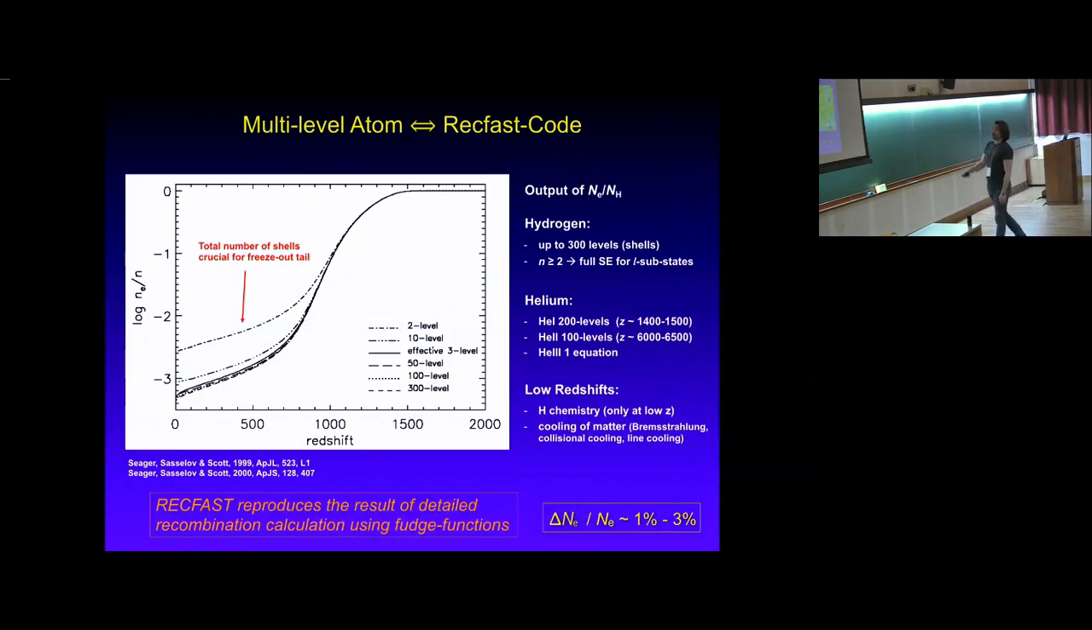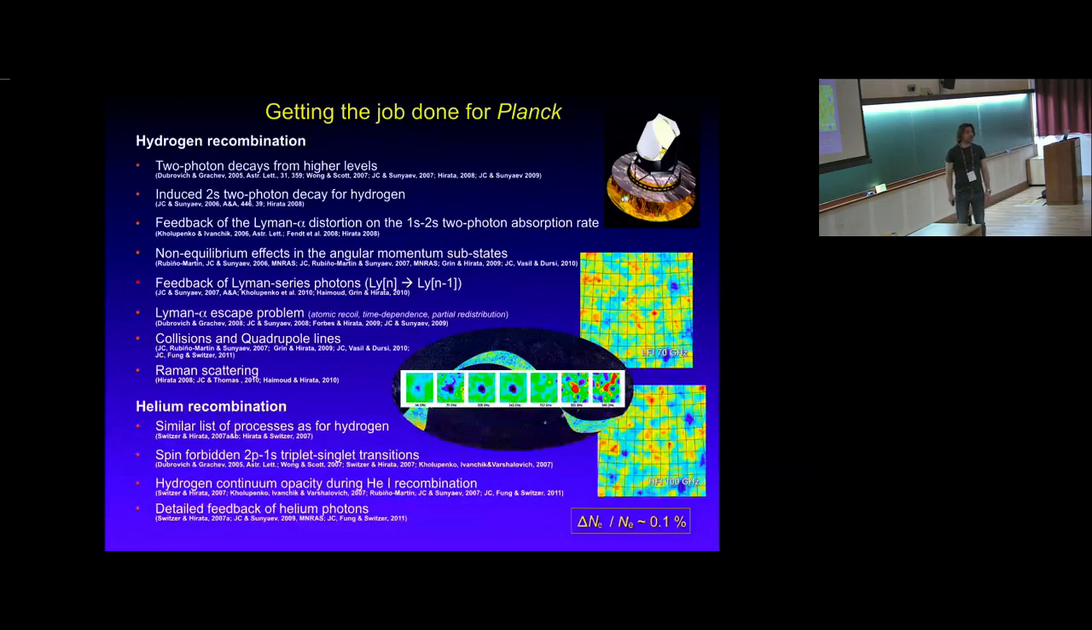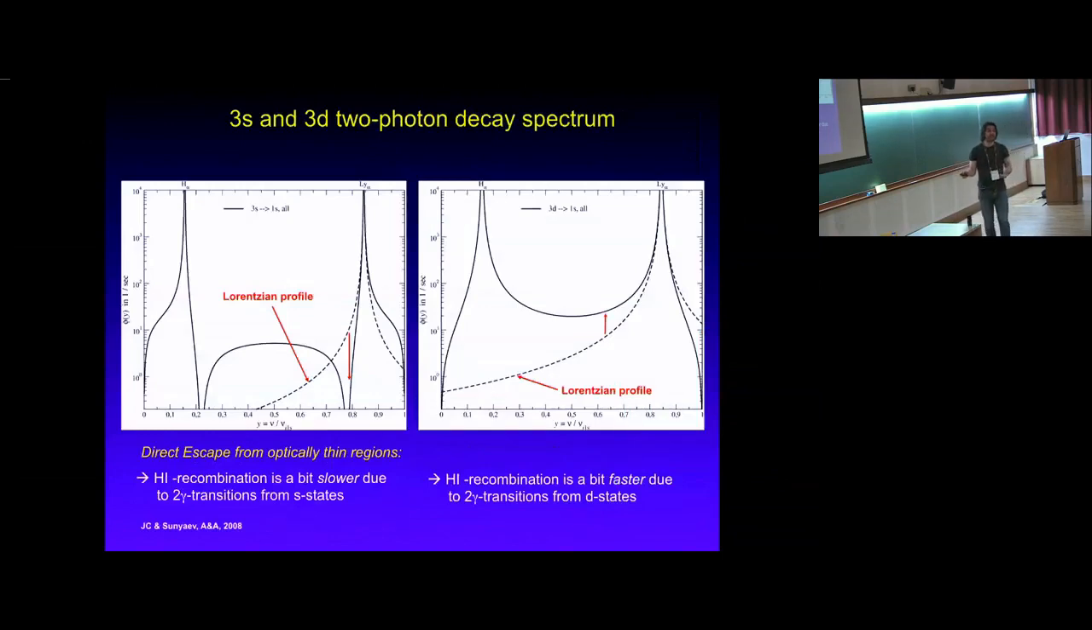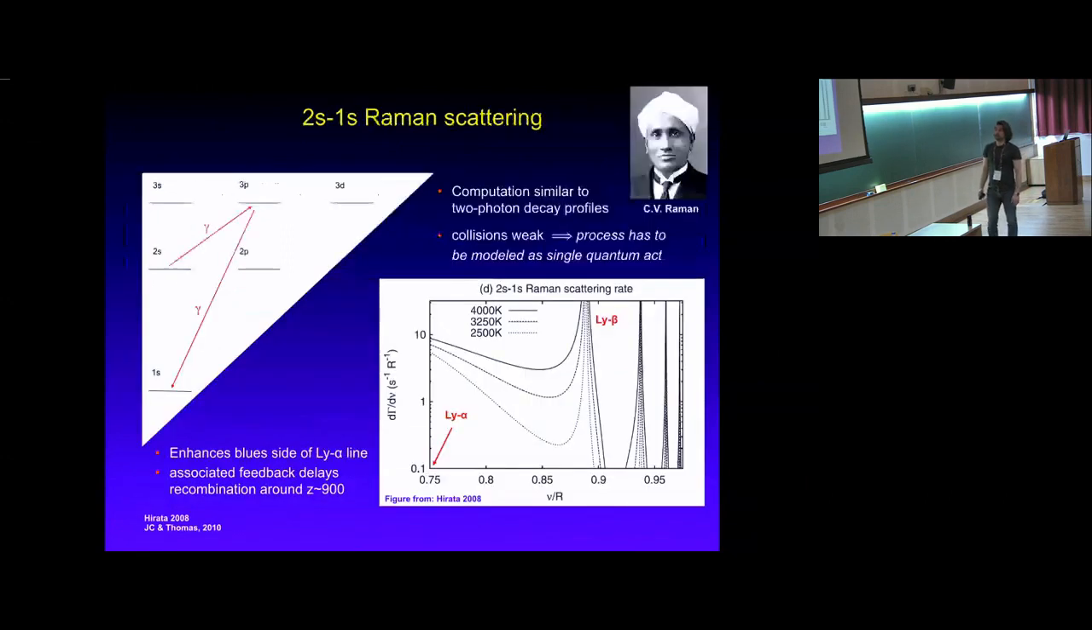Then I showed you this long list of processes, which we didn't have time to treat fully, but I hope I gave you some flavor of the atomic physics and radiative transfer which goes into this. In particular, I want to highlight two photon decays from higher levels, from the 3S level and 3D level, which you normally would totally forget about. They play a big role in the recombination process and correct the recombination rate, because you can't take the 1+1 photon picture for these transitions. You need to treat it as one quantum act, and you get modified profiles and therefore different differential probabilities of emitting and absorbing photons.